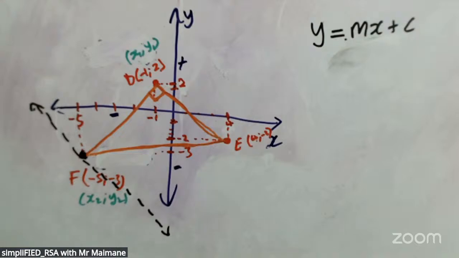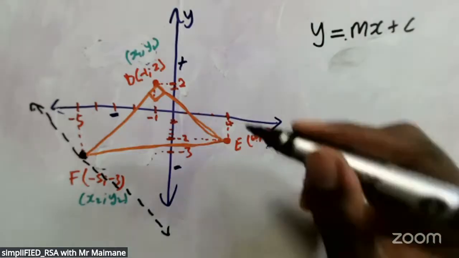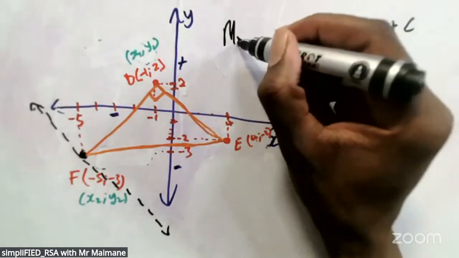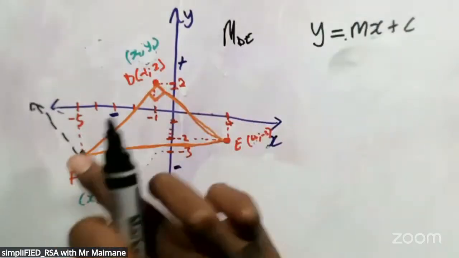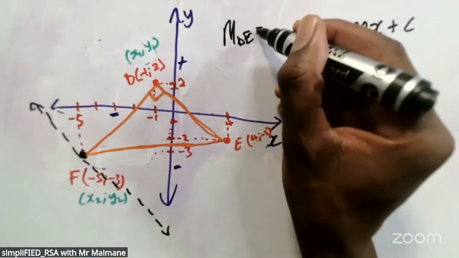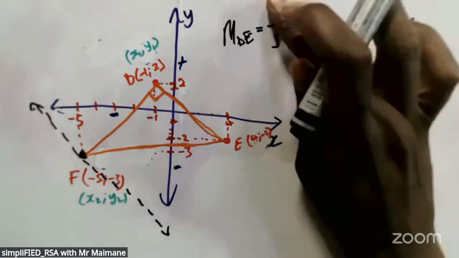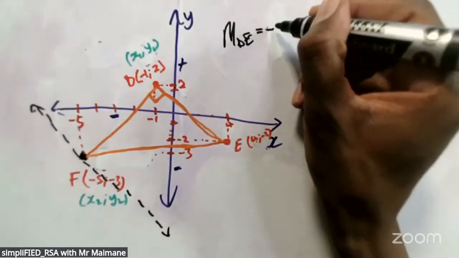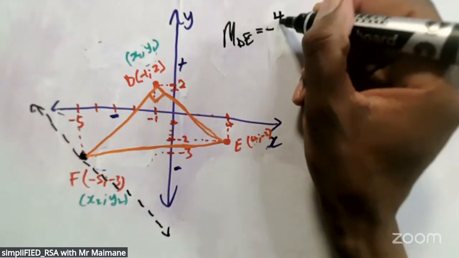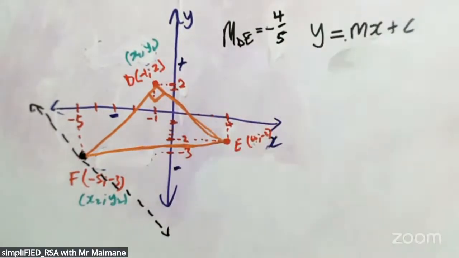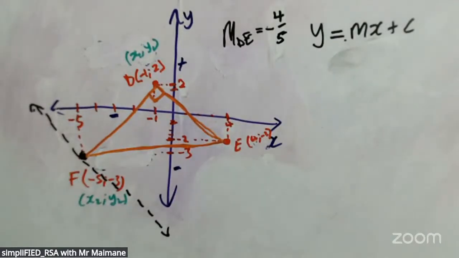Did we find the gradient for DE? We did find the gradient for DE. Remember, we got it because there was some perpendicular happening. So the gradient for DE, we found it to be minus 4/5. So the gradient for that parallel line is also negative 4/5. Aha, because parallel lines have equal gradients. That's the punchline of this question.